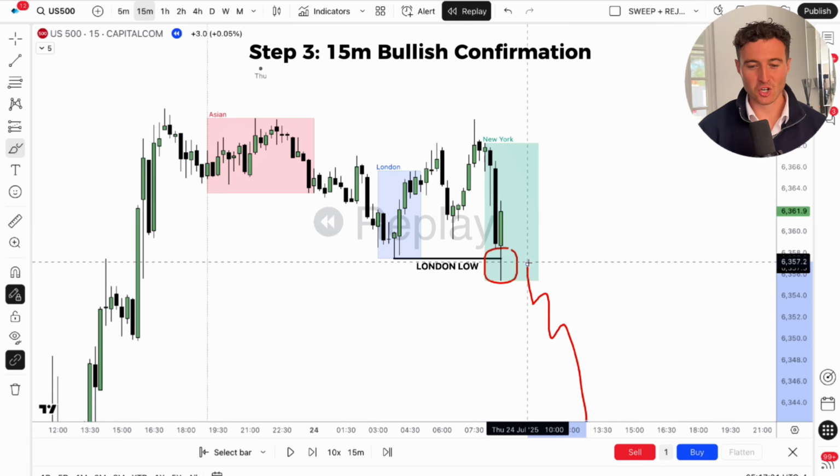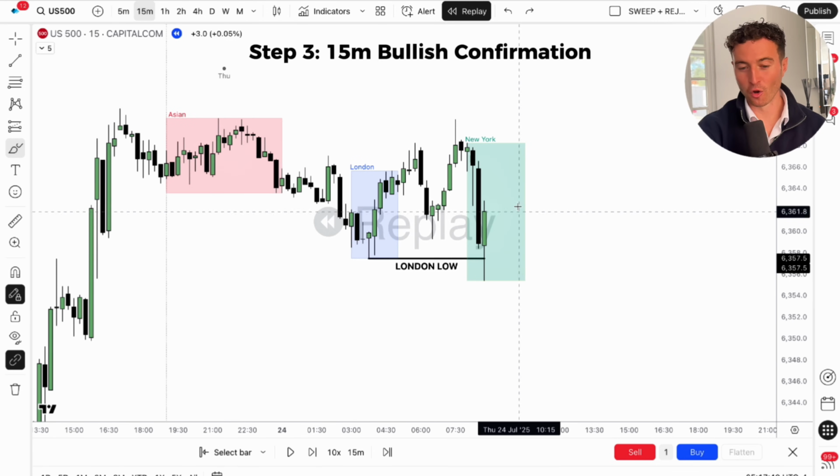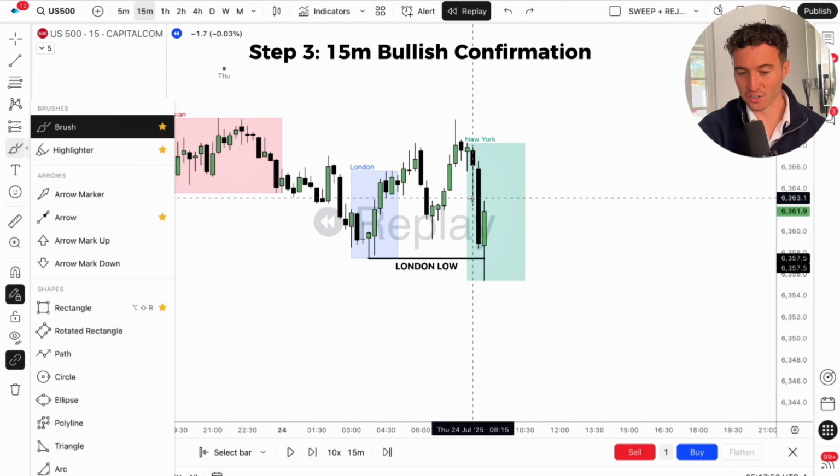And one thing that took me years to work out as a trader is we need to be reactive in the market. We don't know how buyers and sellers are going to perform at certain levels. And so we really need to wait for them to show their hand first. And then once we've seen that, we can look at acting accordingly. And so once we've seen a bullish confirmation, we can enter on the break of this candle high.